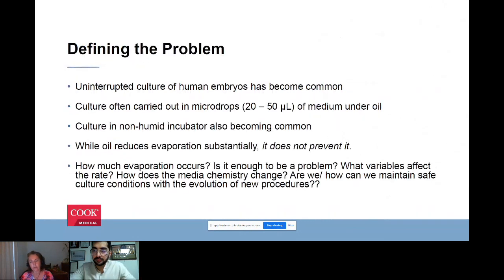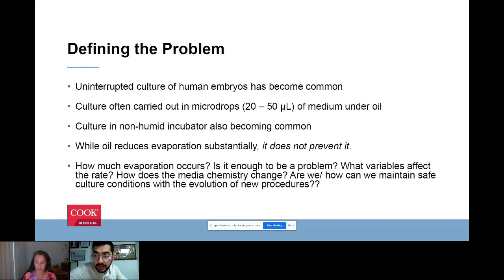So let's have a look at how to define the problem. The reason why we started looking into this is because uninterrupted culture of human embryos from fertilization to blastocyst stage has become quite common. I don't see anyone who's answered the polls, but I am sure that many of you are doing uninterrupted culture from fertilization. 57% of the attendees say that they do uninterrupted culture.